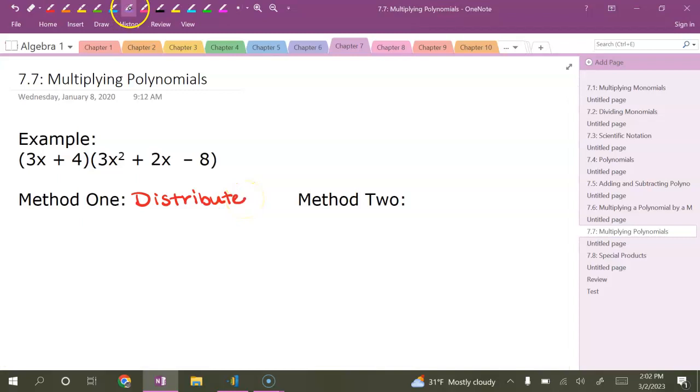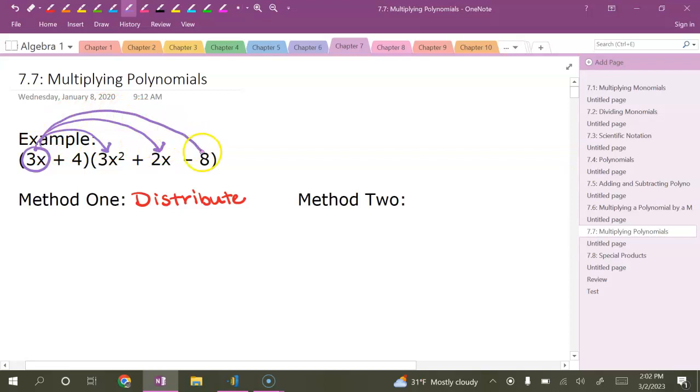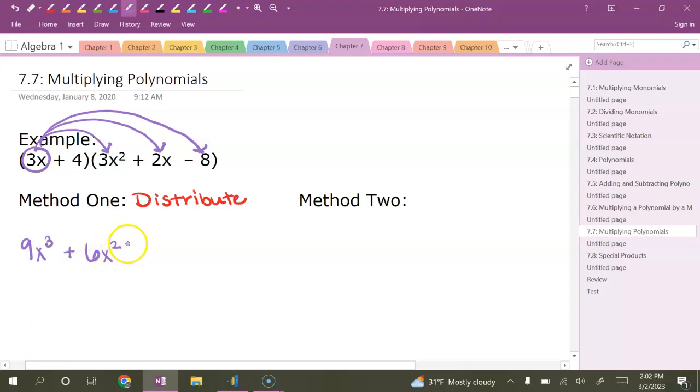So what I'm going to do is take this 3x from this side here, and I'm going to distribute it through. So I'm going to draw my sets of arrows to all these terms over here. So we're taking this monomial, 3x, times this big polynomial. So you're taking 3x times 3x squared, which would be 9x cubed. Then you're taking 3x times 2x, which would be 6x squared. And then 3x times negative 8 would be negative 24x.